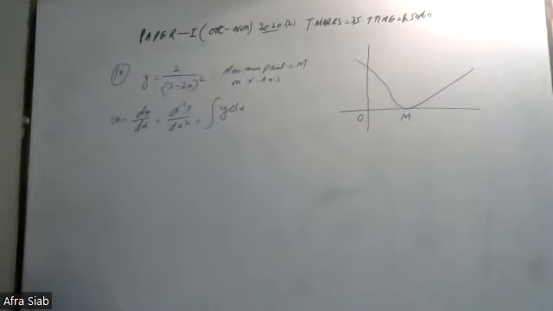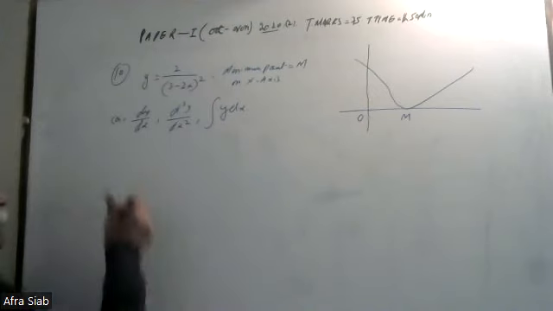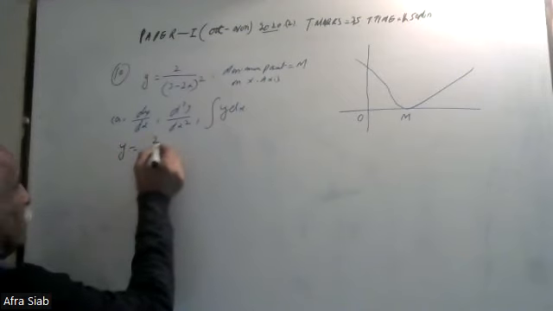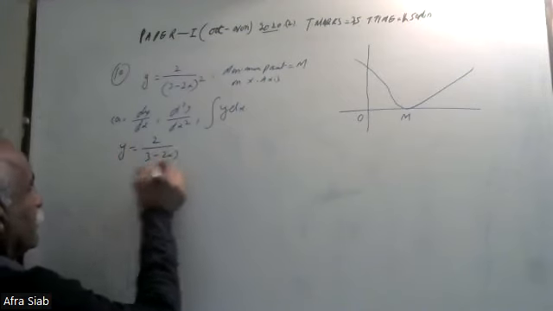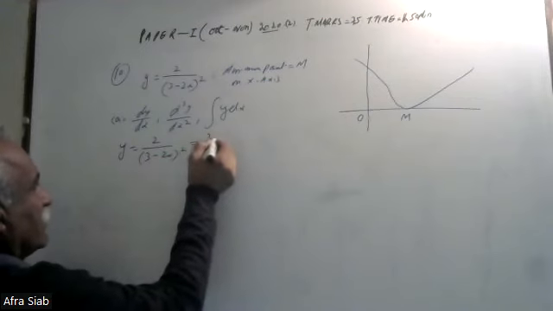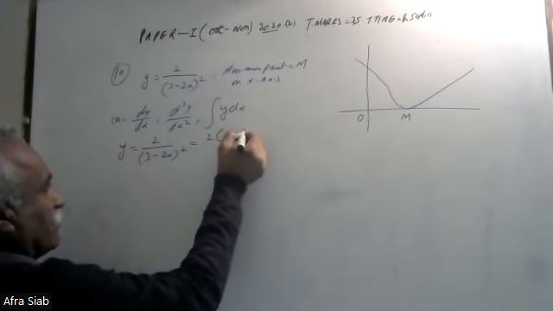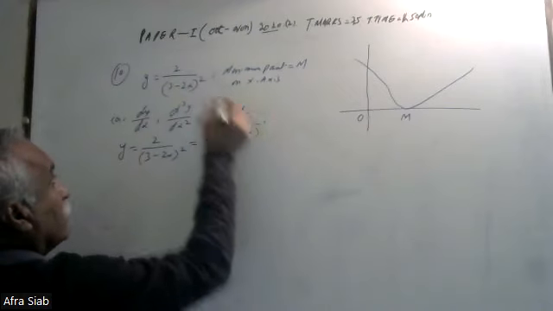Question number 10. There is a curve y is equal to 2 over (3 minus 2x) whole square, which has the minimum point M on the x-axis there. And you are going to calculate in part A dy by dx, d square y over dx square, and the integration of y dx. So, if y is equal to 2 over (3 minus 2x) power 2, then we can write this as 2 into (3 minus 2x) power.